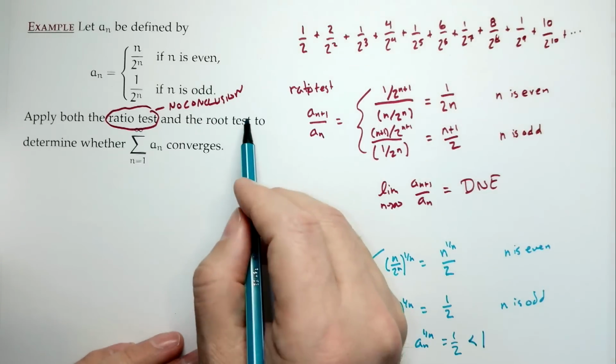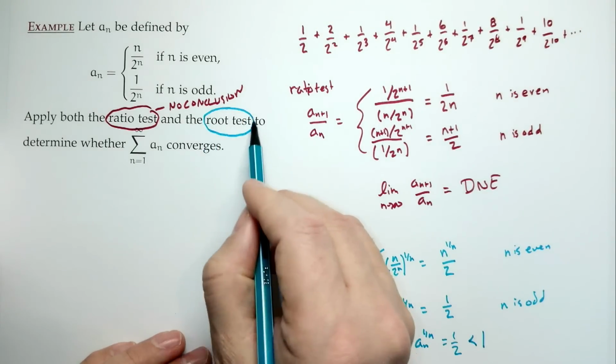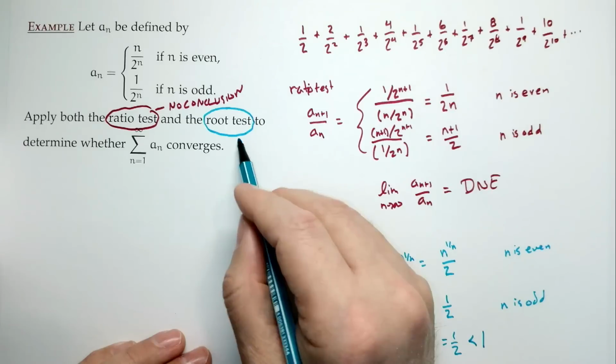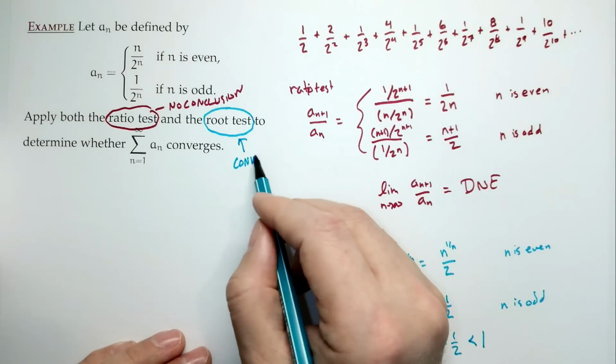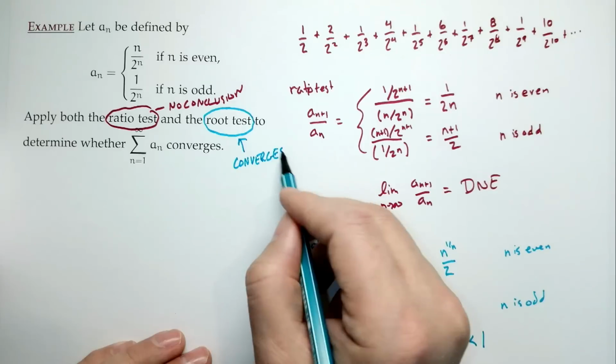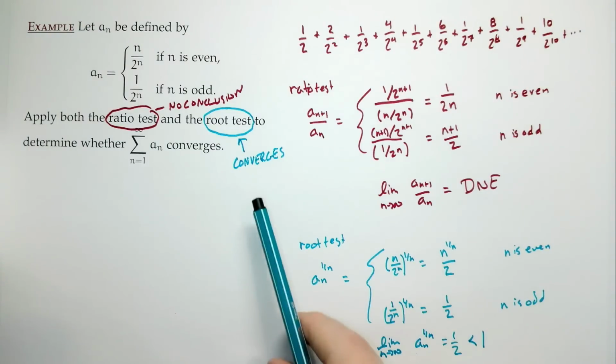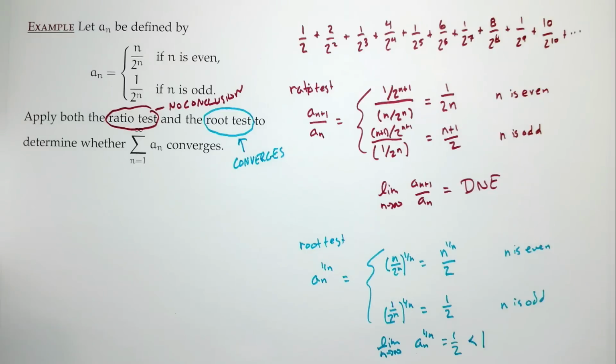And so, the root test says what? Well, the limit of the nth root of a_n is something that's smaller than 1, so that says it converges. So in some sense, this shows you that the root test can answer questions that the ratio test can't. And generally speaking, the root test is probably a little bit more powerful.